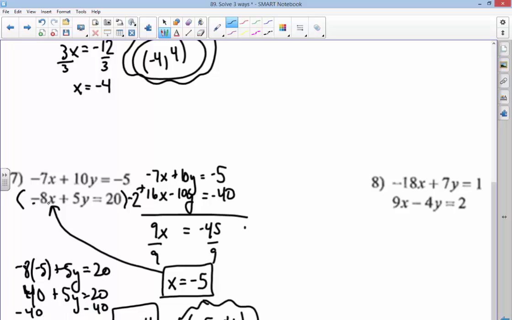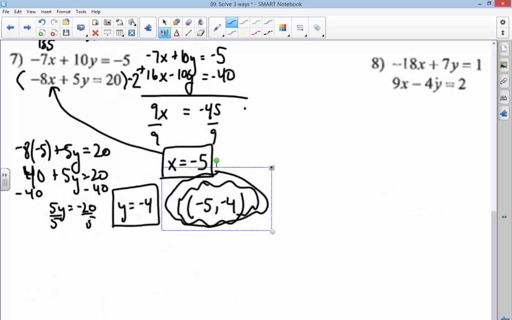Now, we used the bottom to get it, so let's check with the top. Negative 7 times negative 5 is positive 35. Negative 4 times 10 is negative 40, and positive 35 plus negative 40 is negative 5. So again, you are correct.